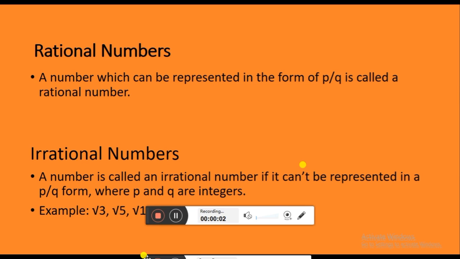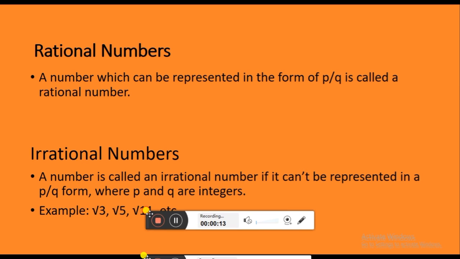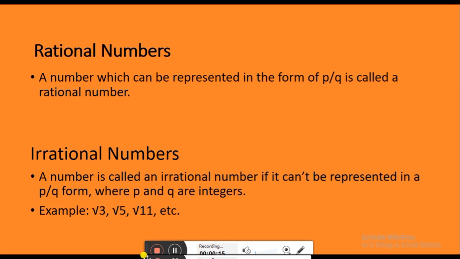Now the question is, are there any numbers which are not rational? The answer is yes. They are called irrational numbers, for example root 2, root 3 and root 5.